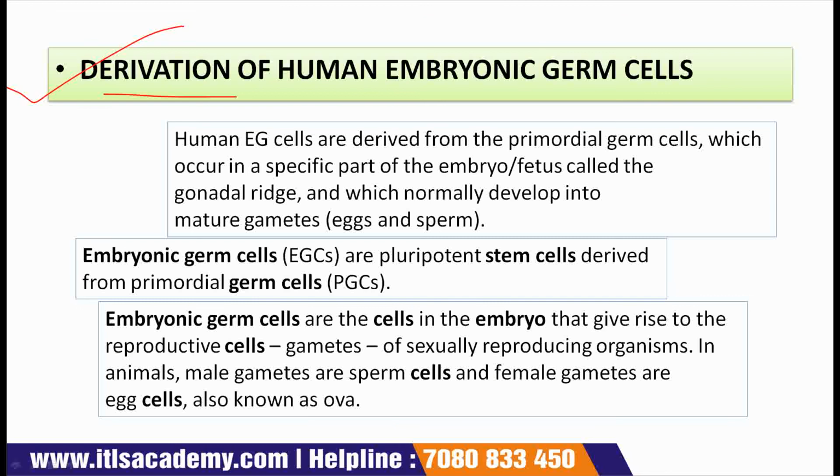Derivation of human embryonic germ cells. Human embryonic germ cells are derived from the primordial germ cells, which occur in a specific part of the embryo or fetus called the gonadal ridge, and which normally develop into mature gametes, that is, egg and sperms.